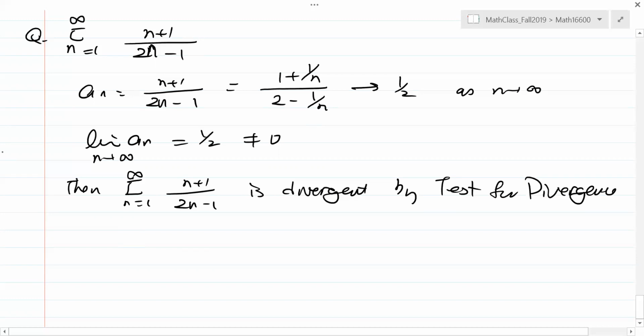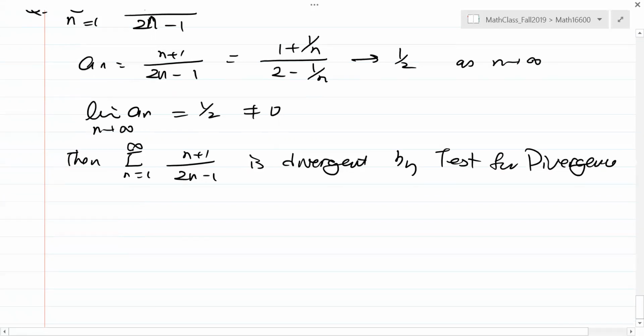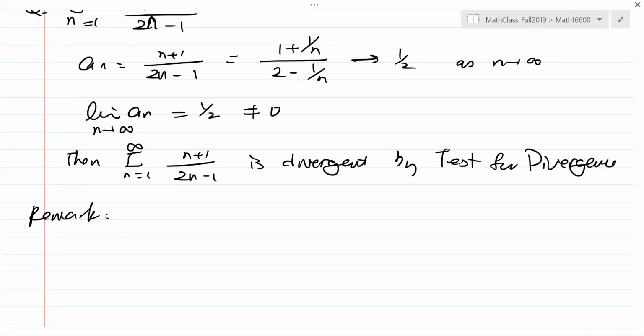But the test for divergence cannot be applied to the harmonic series to prove it's divergent. That's a remark you have to think about. It's because it's a necessary condition but not a sufficient one. We have to understand what is called a sufficient condition and what is called a necessary condition.